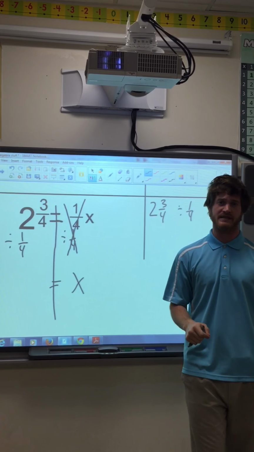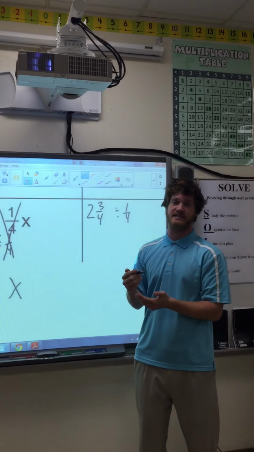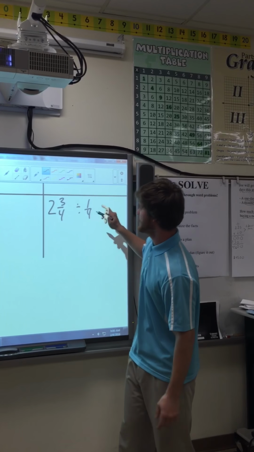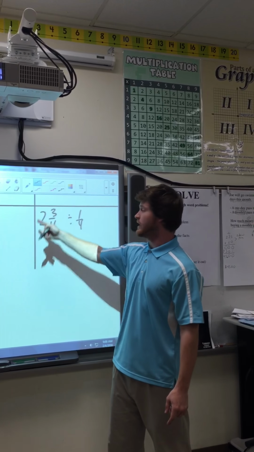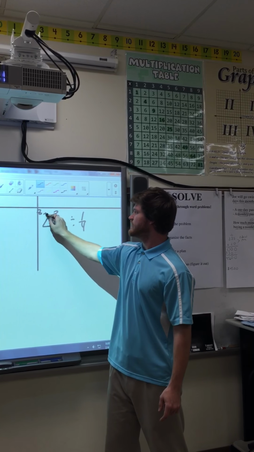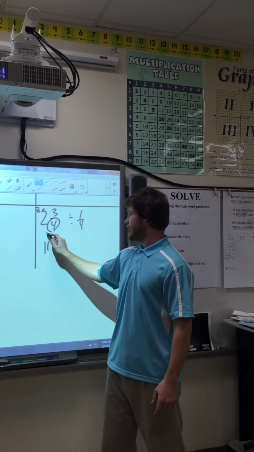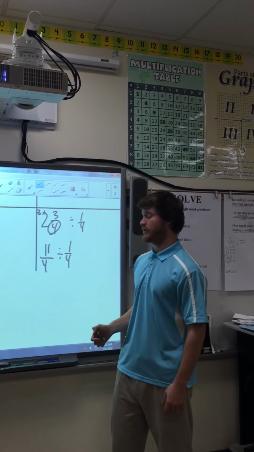Now, going back to the rule, remember that we cannot divide a mixed number by a fraction. So we must turn this mixed number into an improper fraction. How do I do that? Remember, we start with our denominator times our whole number plus our numerator. So you know that 4 times 2 is 8 plus 3 is 11. And what always stays the same? Our denominator. So we have 11/4 divided by 1/4.